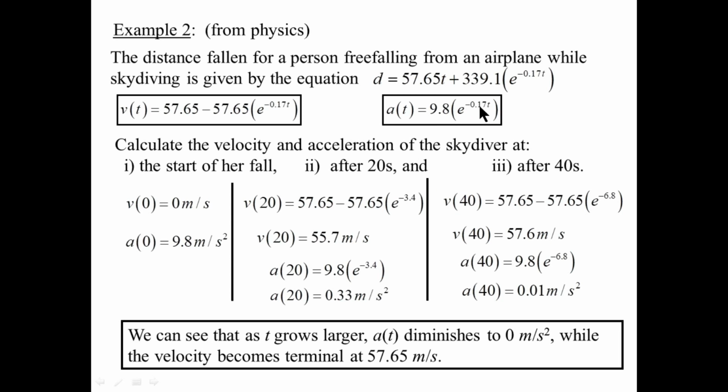We can see that as t grows larger, a of t diminishes, and it actually approaches 0. We can sense this by subbing in a large number here: 9.8 will be on the numerator, and it will be a large number on the denominator, and 9.8 divided by a large number is 0. Similarly with velocity, as t becomes large, a large number appears on the denominator of this term, so this term will become 0, so v of t is approaching a terminal velocity of 57.65 meters per second.